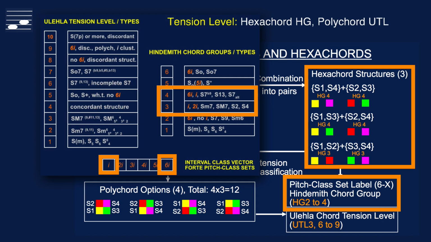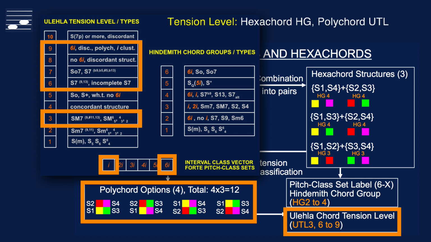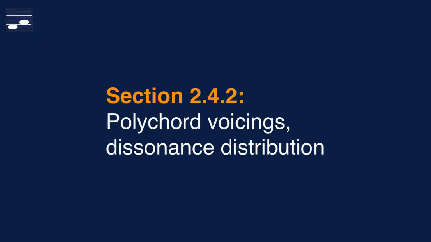Whereas the hexachords allowed Hindemith chord group classification into either Hg3 or Hg4, now for the polychords we may assign a Ulehla chord tension level. In general, the tension level is high and will lie between 6 and 9, depending on the chord voicing. For 12-tone triad sets, a very limited number of polychords, those without a tritone, lie at UTL3. Which brings us to the aspect of polychord voicing and the distribution of the dissonant intervals over the chord structure.